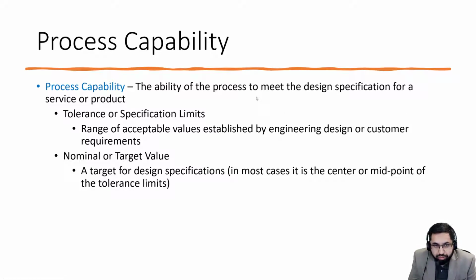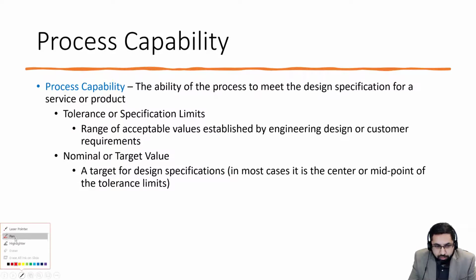Sometimes these are called tolerance or specification limits, right? So these are a range of acceptable values established by engineering, design, or customer requirements. And then we also might have a nominal or target value, which is we want, whatever we're making to be this long, so this many centimeters long, but it could be a little bit longer or a little bit shorter, plus minus, let's say, 2 millimeters is fine, something like that. So a target for design specification in most cases is the center or midpoint of the tolerance limits.